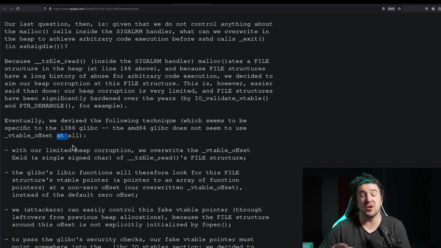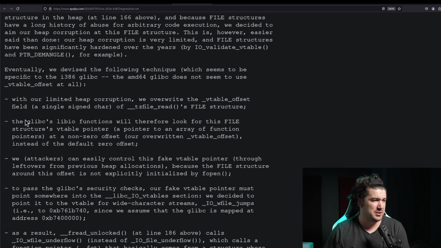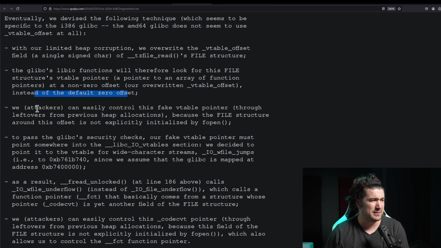So this current one only is the i386. Interesting. With a limited heap corruption, we overwrite the vtable offset field of the file structure. The glibc libio functions will therefore look for this file structure's vtable pointer, a pointer to an array of function pointers, at a non-zero offset, our overwritten vtable offset, instead of the default zero offset. Makes sense. We attackers can easily control this fake vtable pointer through leftovers from previous heap allocations because the file structure around this offset is not explicitly initialized by fopen.